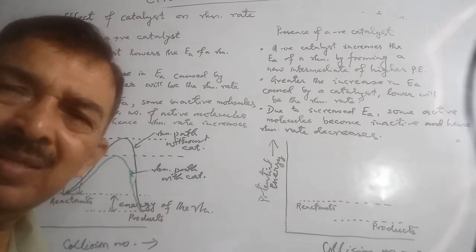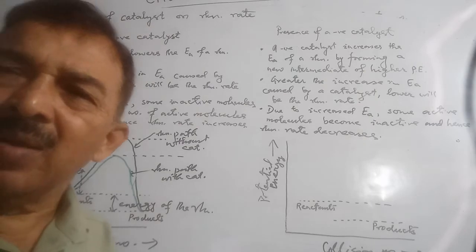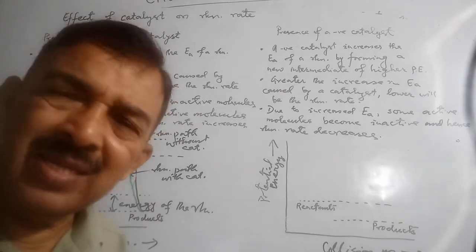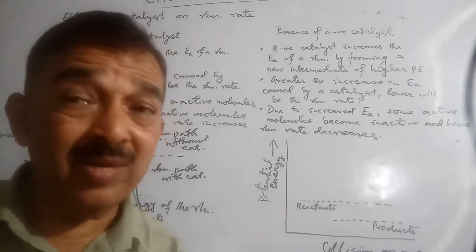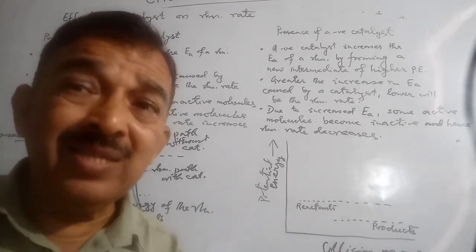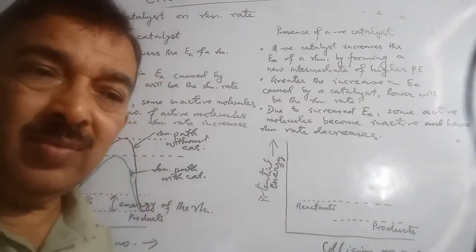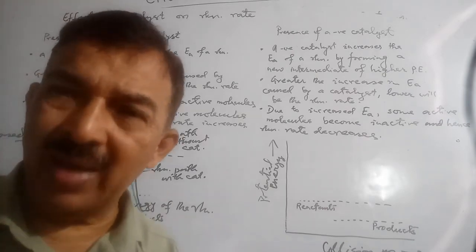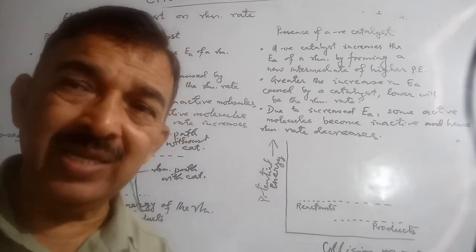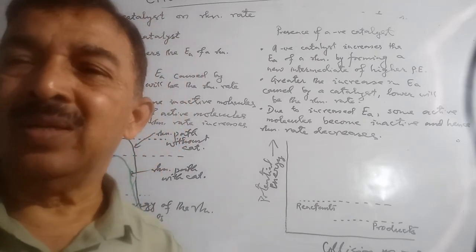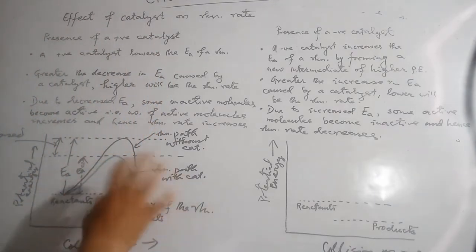Then some of the inactive molecules become active, and by active molecules we mean molecules whose collisions are effective. As a result, the number of active molecules will increase, and hence the rate of reaction also increases. Is it clear to you?